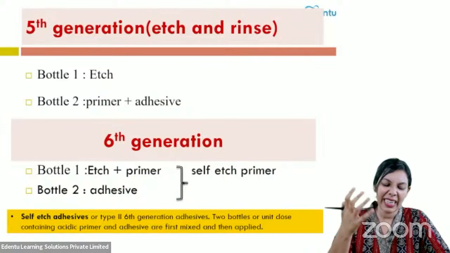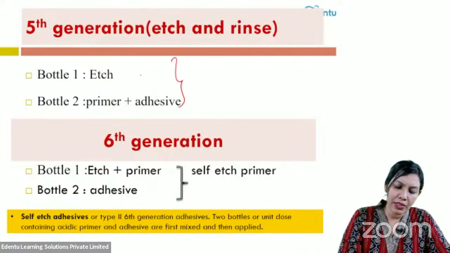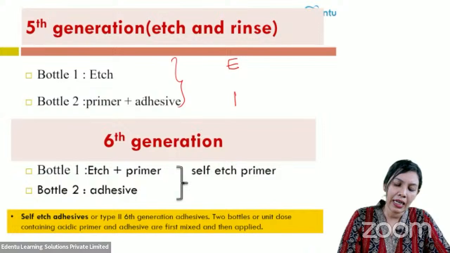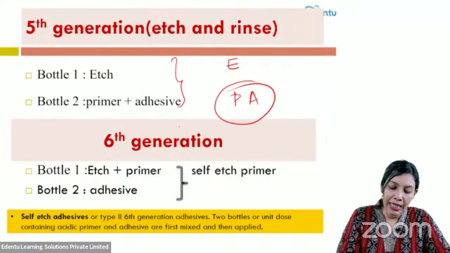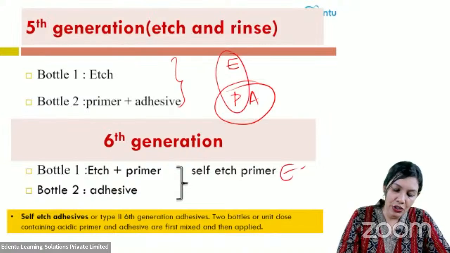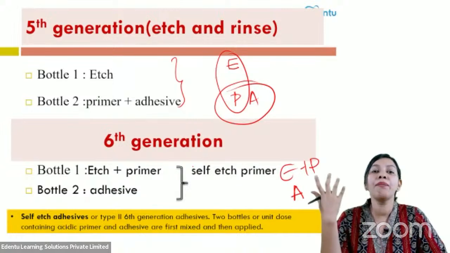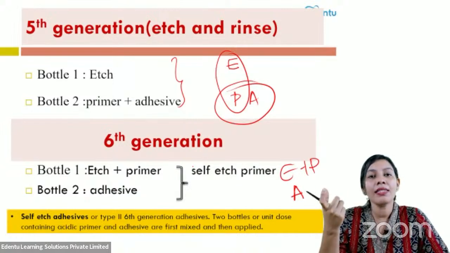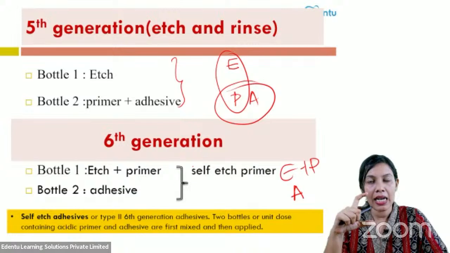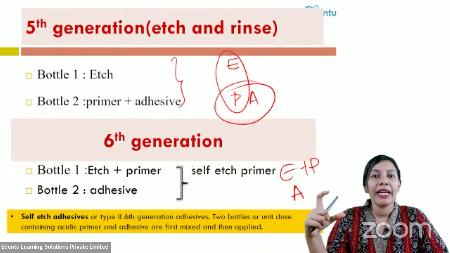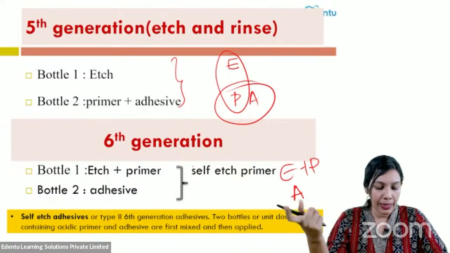Fifth generation is very easy, a 2-bottle system. You just study it as first bottle E, second bottle PA. Simple. In the sixth generation, the etchant and primer came together, and the adhesive is in another bottle. So in the earlier system, bottle 1 is only the etchant, and bottle 2 has the primer and the adhesive, that is, the bonding agent.